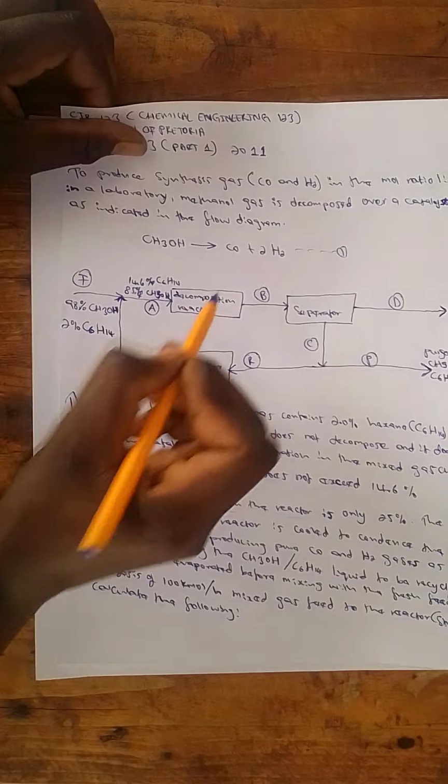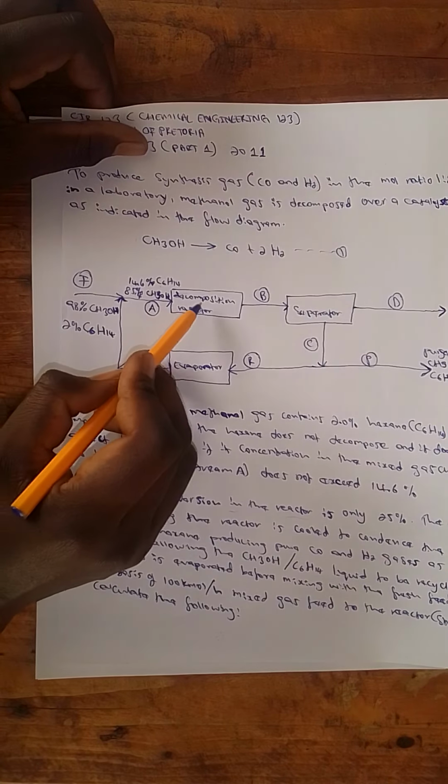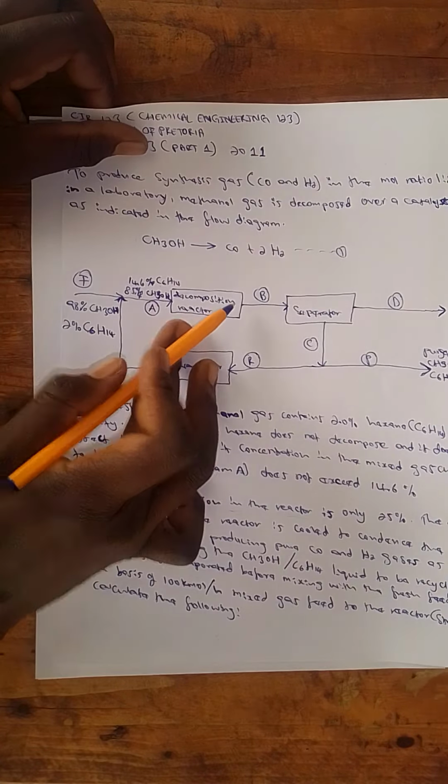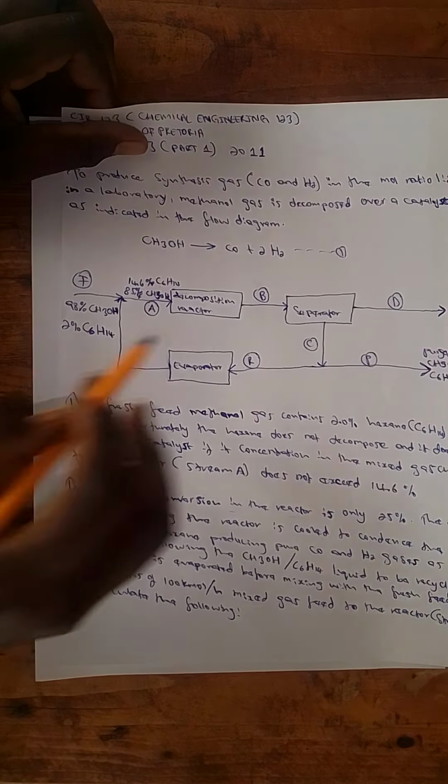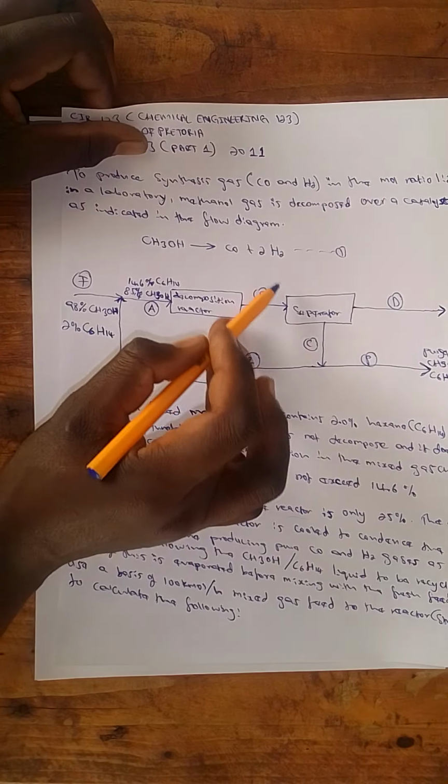Step 2. Now in step 2, we're going to calculate the composition of stream B. This is stream B right here. So after the reaction, after the 100 kilomole and part of it decomposed here, according to the 25% conversion, we need to know what is the composition of stream B. And that is actually our step 2.